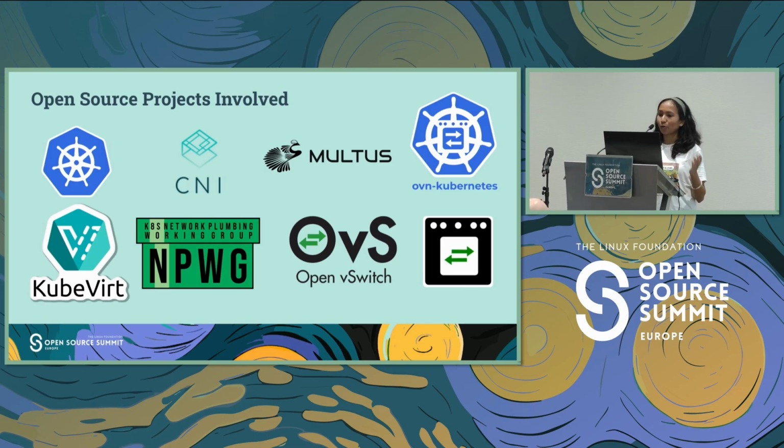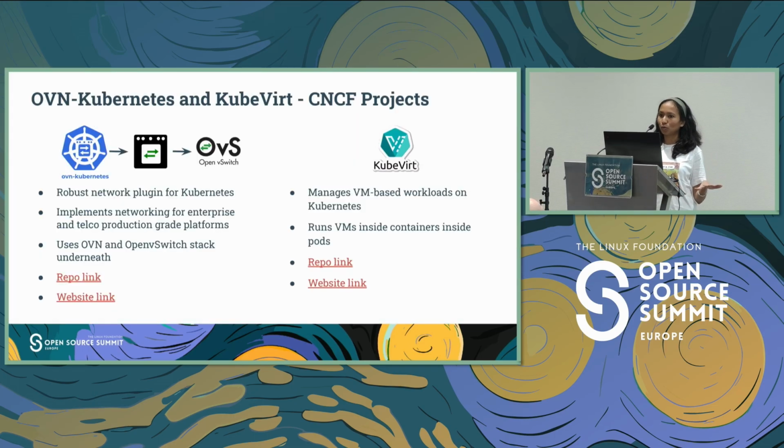The projects that I'm going to be focusing on in my talk are OVN-Kubernetes and KubeVirt. Both of these are CNCF projects. Starting with OVN-Kubernetes, this is a network plugin that provides robust networking for your Kubernetes clusters. Underneath it, it's using OVN and Open vSwitch. Open vSwitch has been around for a really long time. OpenFlow, it's nothing new. OVN and Open vSwitch are Linux Foundation projects. Built on top of these two projects, we have OVN-Kubernetes, which implements enterprise-grade networking for both telco and enterprise customers.